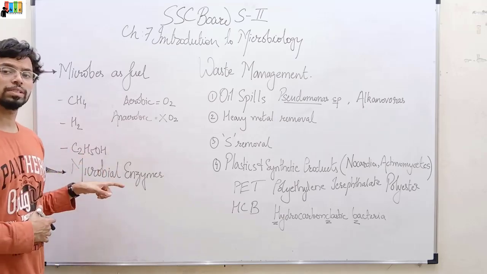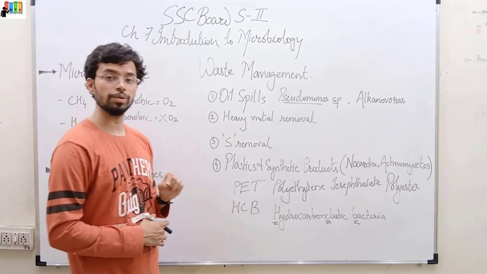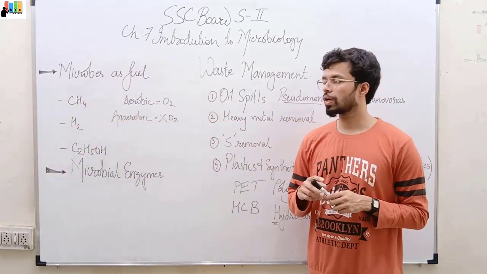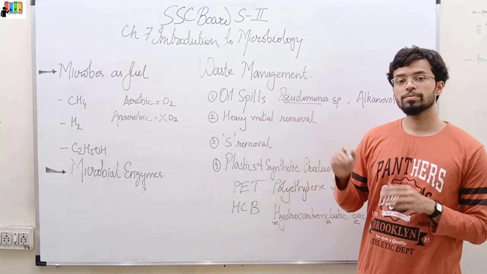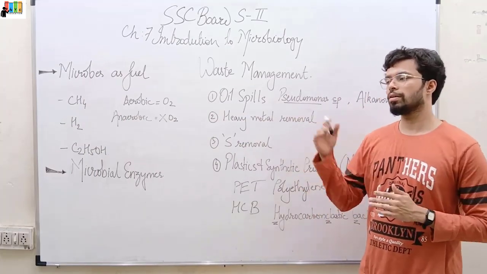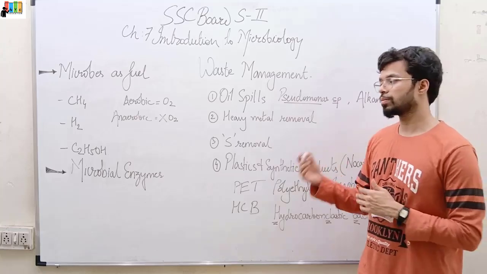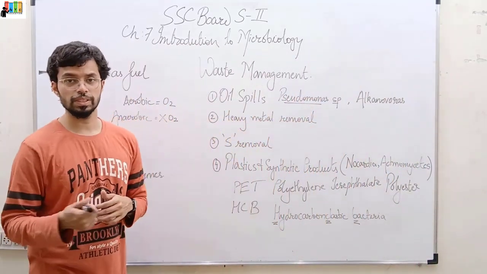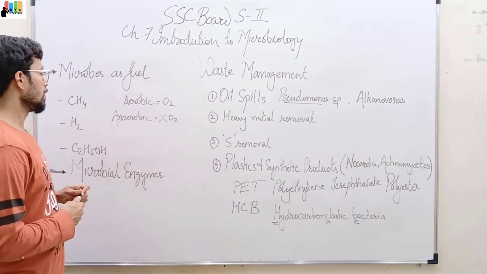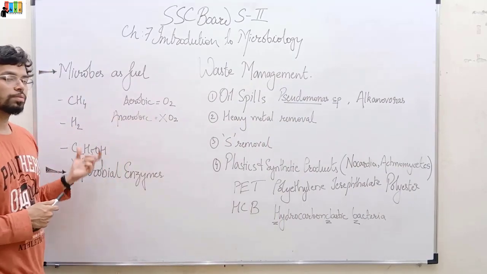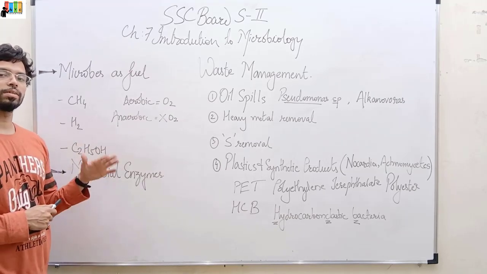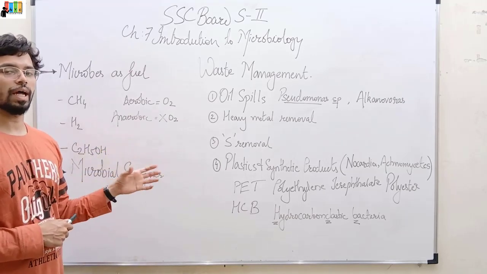There are a few tables given in your textbook. Please don't overlook them. They are a beautiful consolidation of the organisms, their use, and what you get from them, like in terms of flavors and all. So there are 2-3 tables in the textbook. I hope you must have seen them. If not, please go through them. So that is about your uses of microbes for fuel and other flavoring substances.